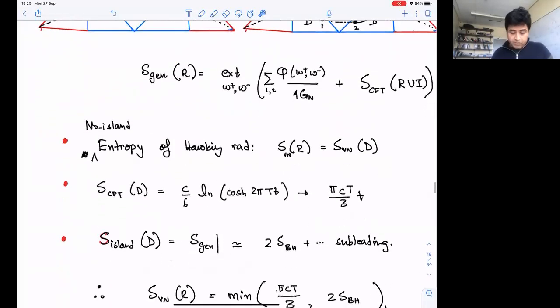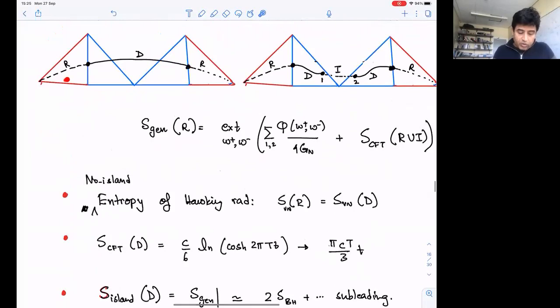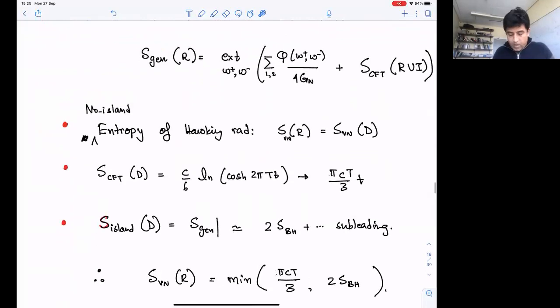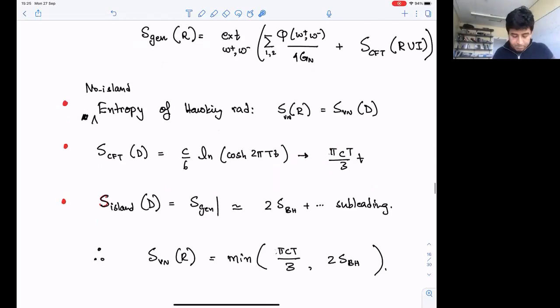So this calculation gives us first the no island contribution, which is when there are no islands. The no island contribution to the entropy of the Hawking radiation, S von Neumann, is just given by the von Neumann entropy of the complement, which is this region D. And when you compute it using the CFT techniques in curved spacetime, the result is just c over 6 log cosh of 2 pi times the temperature times time. At late times, this is exactly linear growth. In fact, this entire expression matches the BCFT expression.